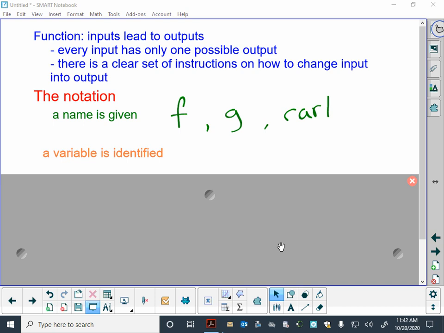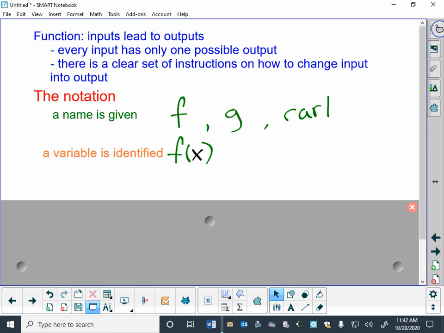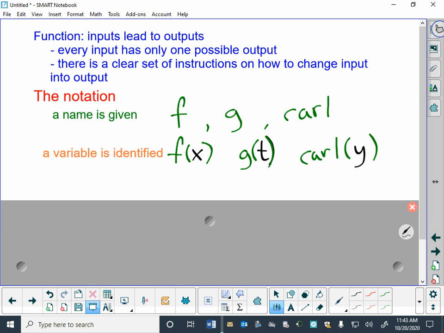Our variable can be anything in there, so we might talk about f of, and maybe we'll use the variable x with this one. Okay? And you heard how I read that. I'm going to go over that again here in a little bit as well. We might talk about g of, and maybe we could use the variable t. Okay? So we pick some variable to use in there. And for our last one, let's go with Carl of, and I'll put a y in that one. Okay? So we assign a variable, and this is how we assign the variable to it.